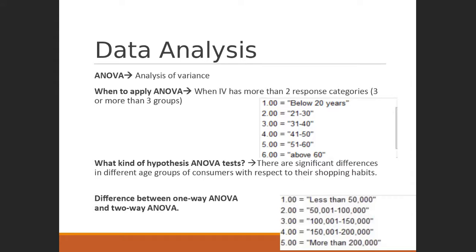The first test is ANOVA. ANOVA is basically an abbreviation of analysis of variance. It is used to determine whether there is any statistically significant difference between the means of three or more independent groups. For instance, consider the example in the slide. There are six age groups here: below 20, 21 to 30, and we can continue to above 60.